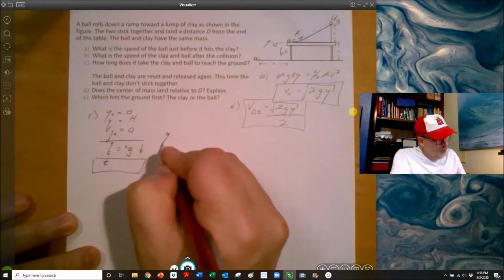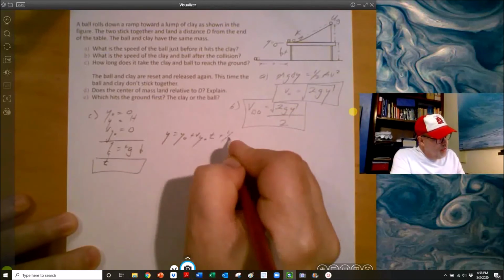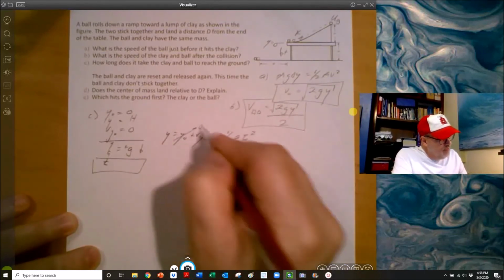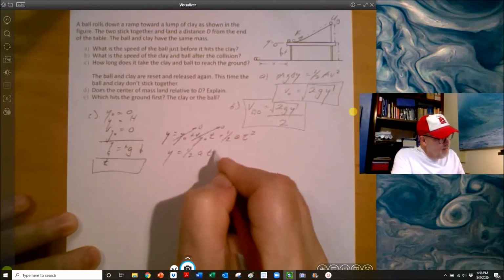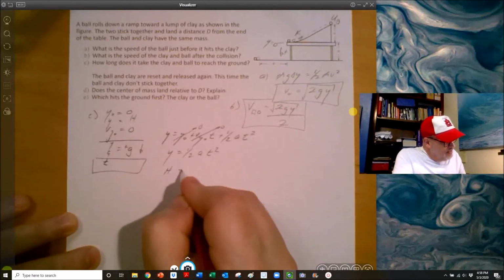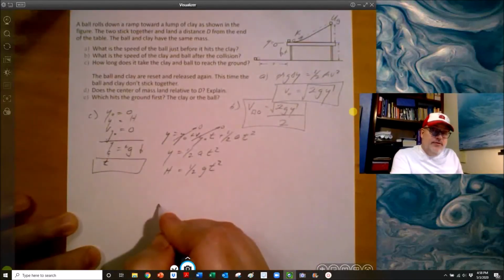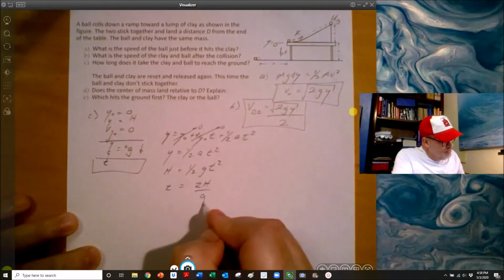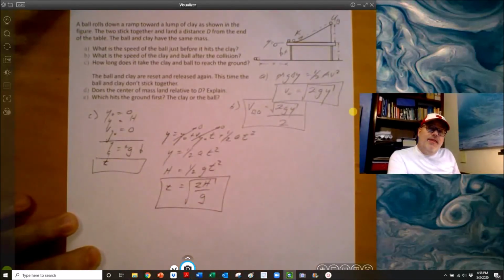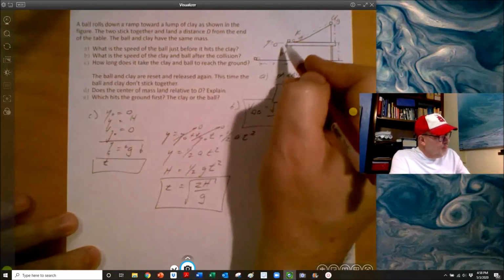So we will use y equals y naught plus v_y naught t plus 1/2 a t squared. Let's get rid of our things that are 0. So y equals 1/2 a t squared. Plug in the things that we know, and we know h equals 1/2 g t squared. Solve for t, so t equals square root of 2h over g. And that, my friends, is our time for them to fall to the ground from here to here in a nice parabolic arc.